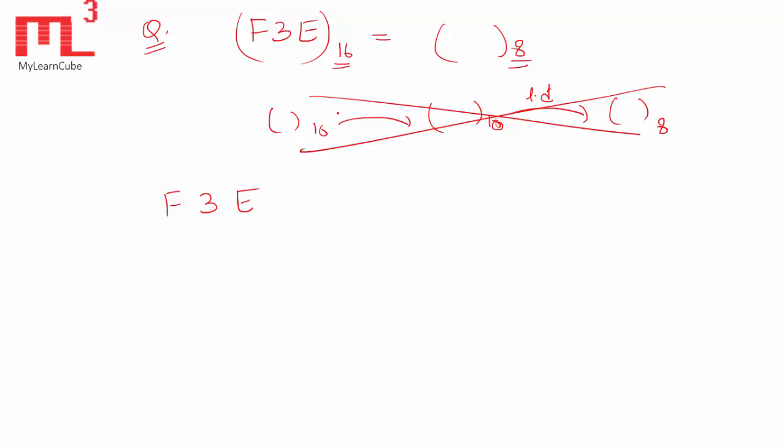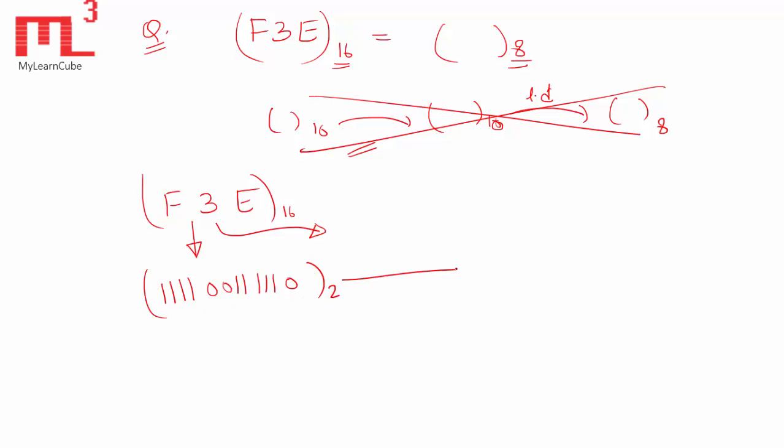So the first approach was this one. But the good approach is to just convert this first into binary. And there is a simple way. E, you can write this way, 3 represents this way, and F will be represented this way. Now this is your binary.